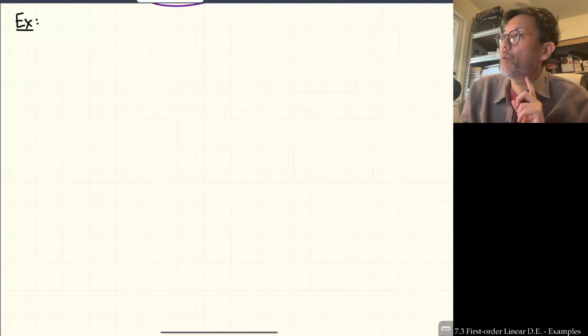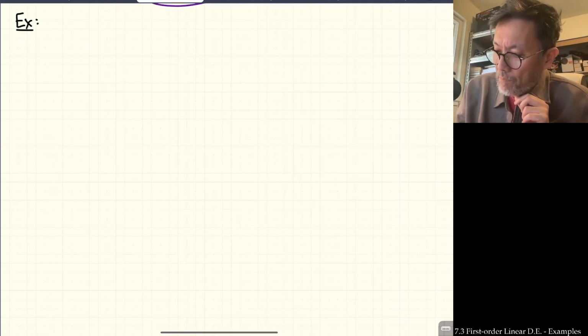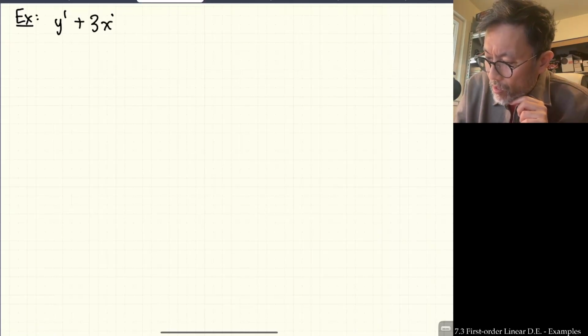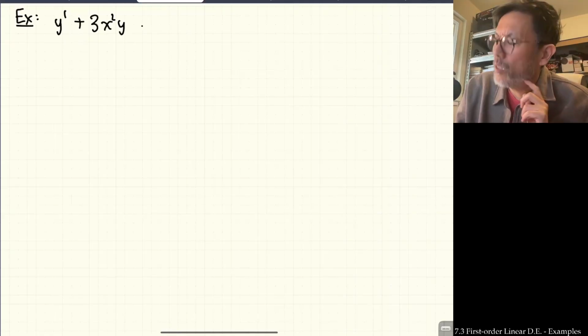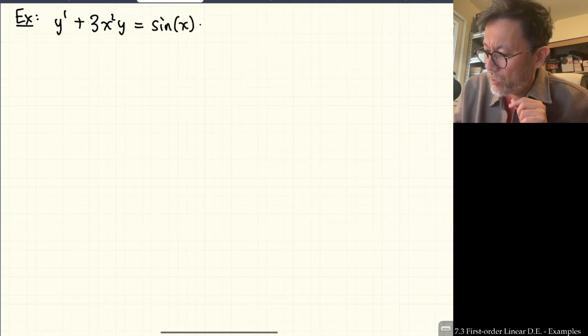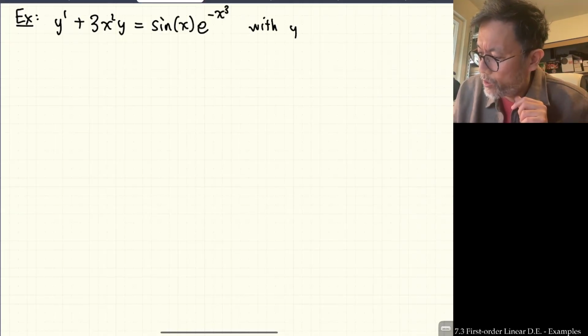Let's do y prime plus 3x squared y is equal to sine of x e to the negative x cubed, good God, with y of 0 equal to 1.